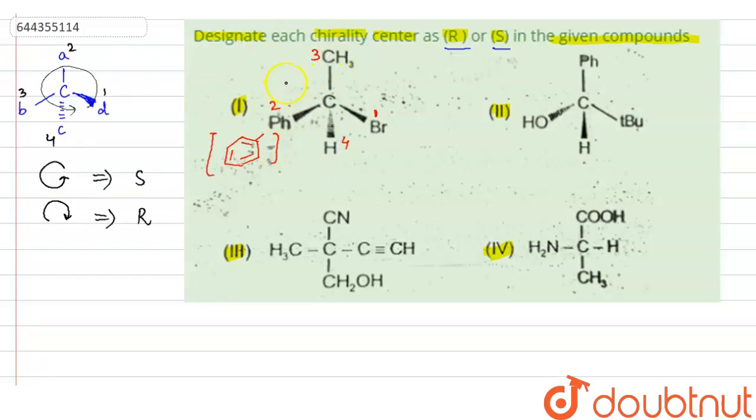Now if you rotate 1, 2, 3, 4. Now this is 1, this is 2, this is 3. So rotation will be like this. And this rotation is clockwise. So according to clockwise, the configuration will be R. And the fourth group is on a dashed line. So configuration will be R. Now let us check the next compound.